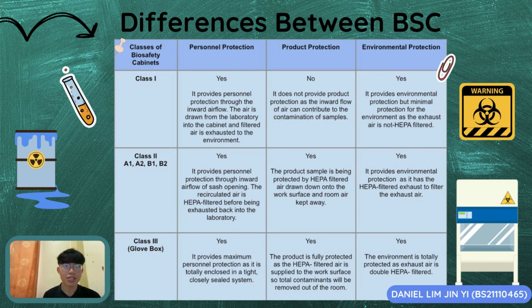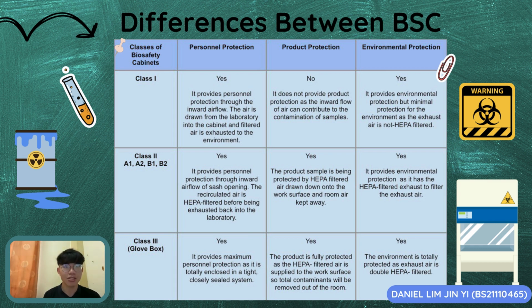First of all, in the Class 1 Biological Safety Cabinet, there is protection of personnel and environment, but not product. For the personnel protection in Class 1 BSC, the protection is through the inward airflow. There is minimal protection of the environment as the exhaust air is not HEPA filtered. There is no protection of the product because the inward flow of air can contribute to product contamination.